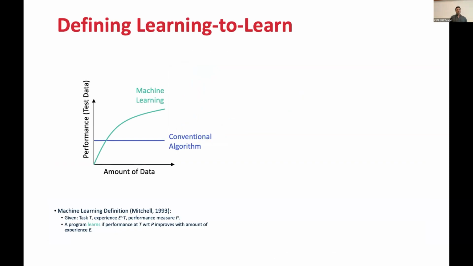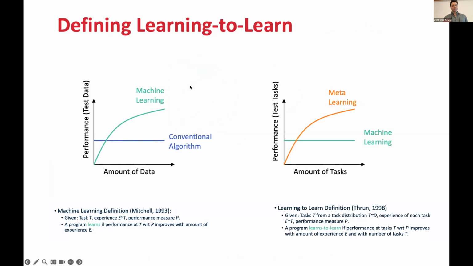So to be slightly more formal about that, it's helpful to go back to the definition of machine learning in the first place that Tom Mitchell gave in '93. He said, if you have got a task, some experience drawn from that task and a performance measure, then we say that a program is doing machine learning if its performance improves as a function of the amount of experience. So of course, some kind of handcrafted algorithm will do the same thing every time. Flat performance with experience, and an ML algorithm will get better.